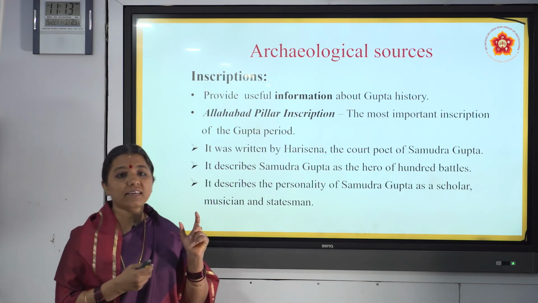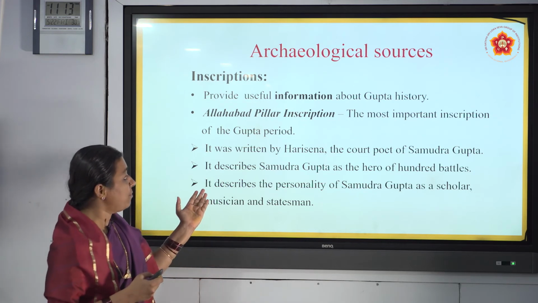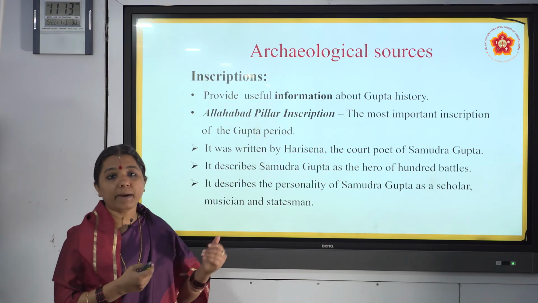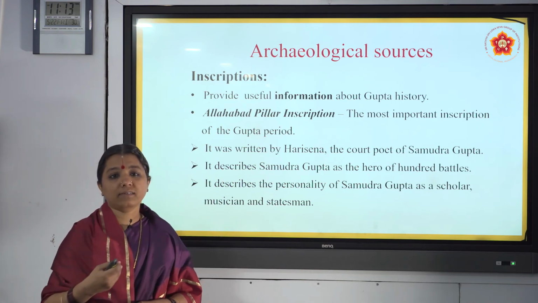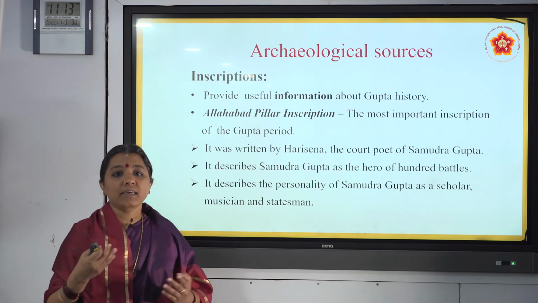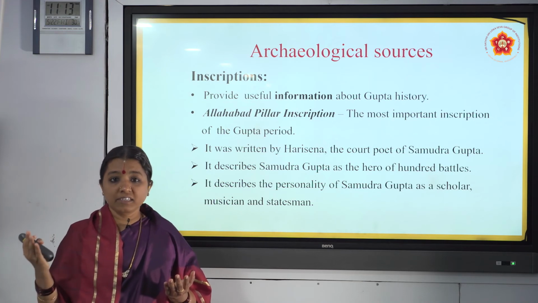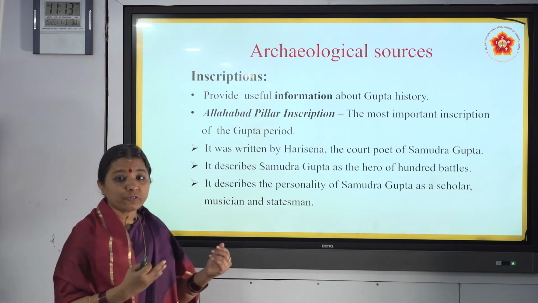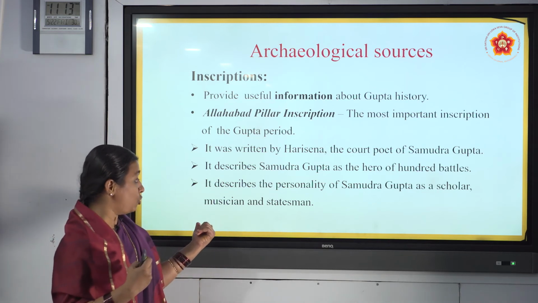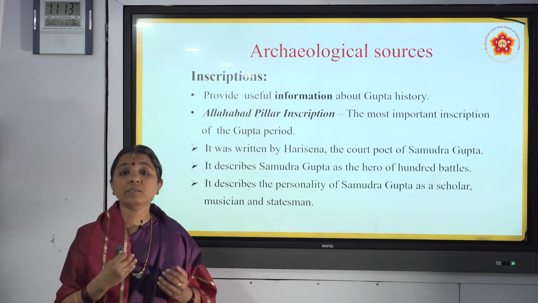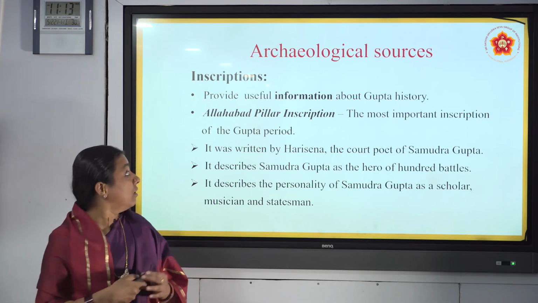It contains a single verse with 33 lines. He is a poet laureate. He describes Samudragupta as the hero of 100 battles. It gives a detailed account of his achievements, his military achievements, his North India, South India, tribal and border region conquests. And it also tells about the personality of Samudragupta as a scholar, musician, statesman, and also a poet par excellence. Actually, he was given the title Kavi Raja, Samudragupta.